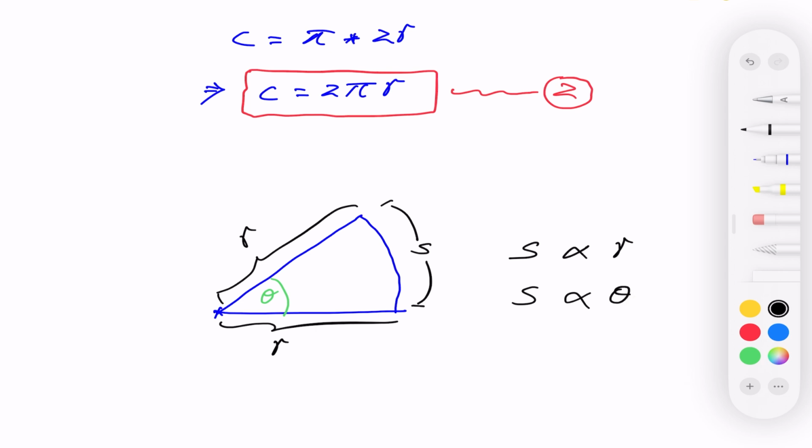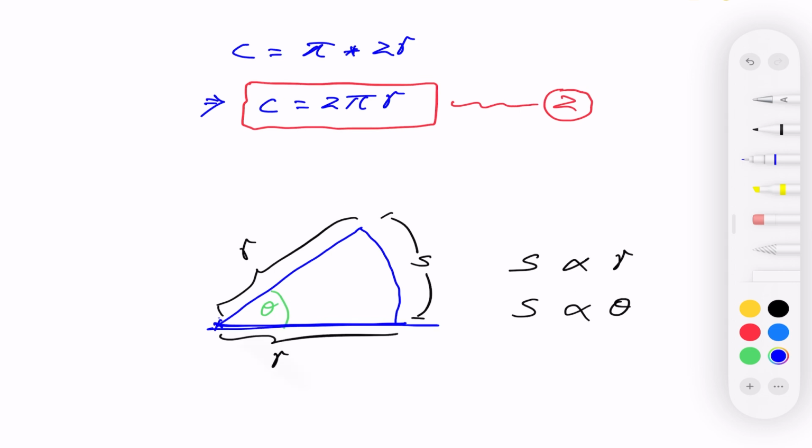Why? Say for example, I kept this axis, x-axis as it is, and increased theta. That means, let's assume that this axis is now somewhere here. In that case also, you can see that the arc length increases for complete theta right here. Therefore, we can conclude quite easily that s should be proportional to theta as well.